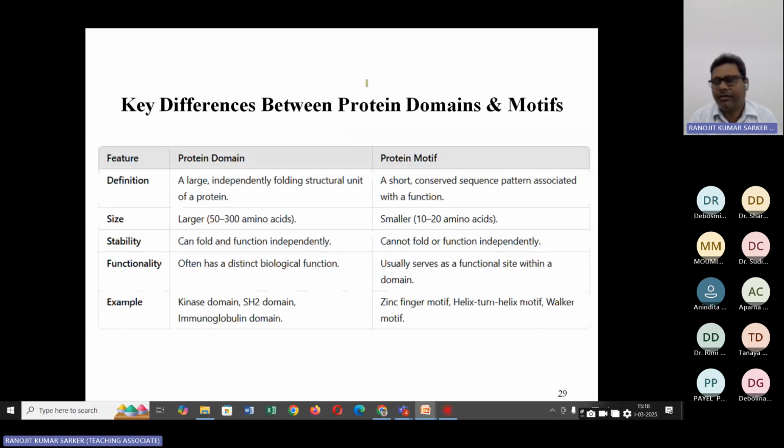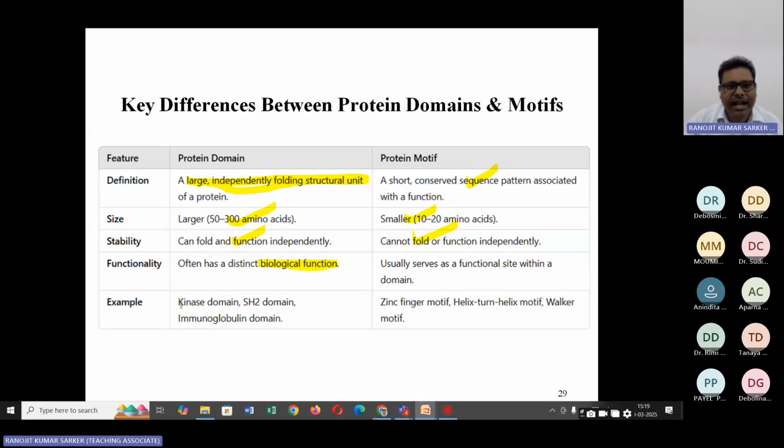If you see the key differences between motif and domain, domains are largely independently folding structural units, and motifs are short conserved sequences. Just see that they are the larger units and the smaller units. As for stability, domains can fold and function independently, but motifs cannot fold or function independently. And in functionality, domains have a distinct biological function.